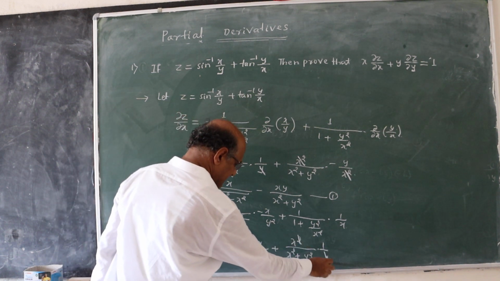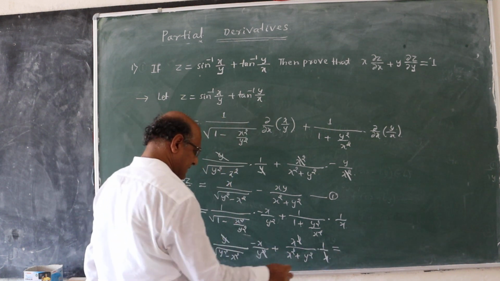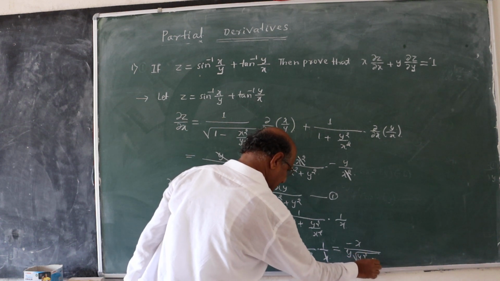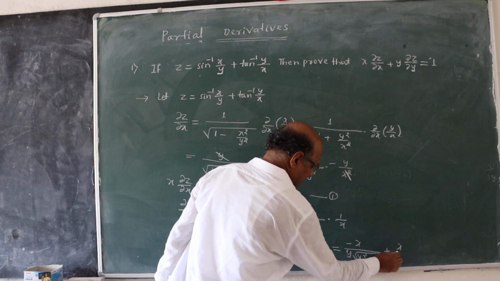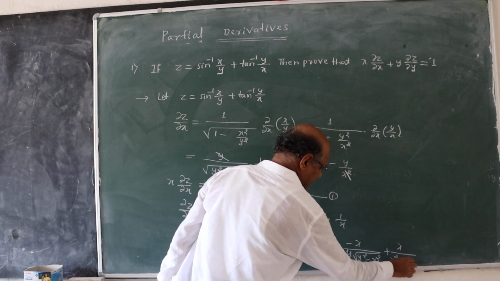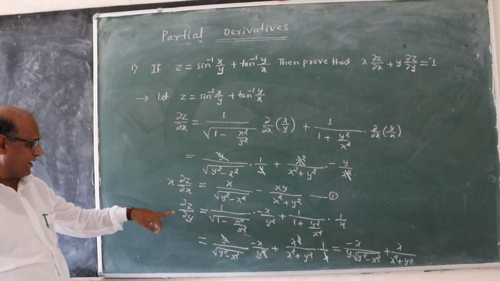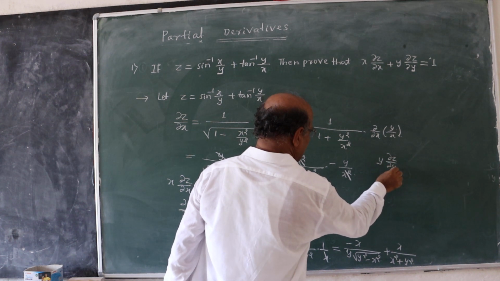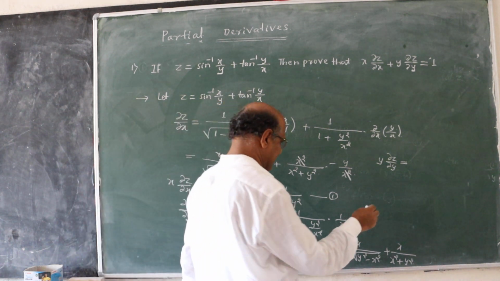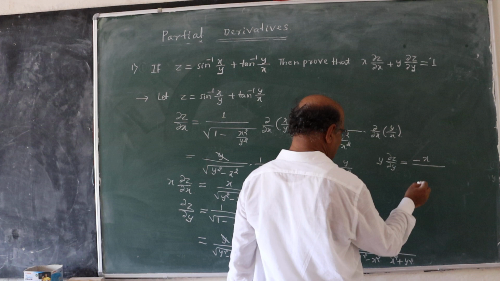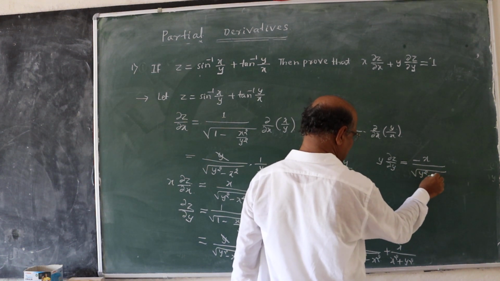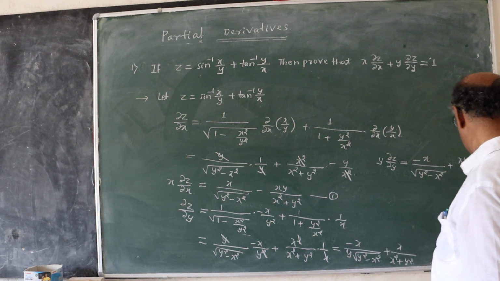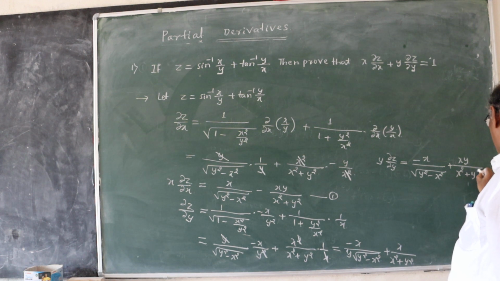Here the x gets cancelled and it is equal to minus x divided by y into square root of y square minus x square plus x divided by x square plus y square. So here you multiply both sides by y, then it becomes y dou z by dou y is equal to minus x divided by square root of y square minus x square, the y cancelling, plus xy divided by x square plus y square. Say this one is 2.